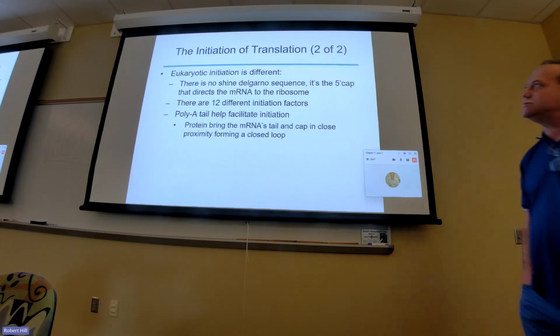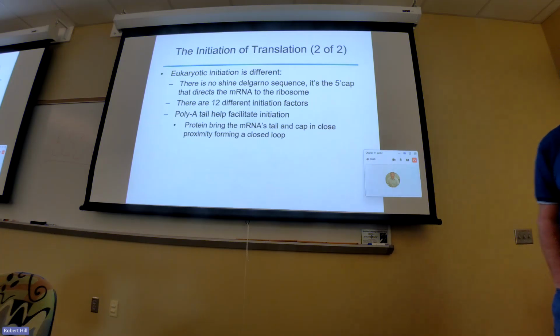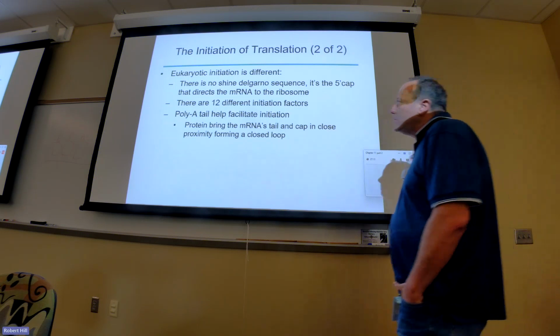Just a little note about eukaryotic initiation, which is more complex. How does the small ribosome bind? The small and large ribosomal subunits are different, right?